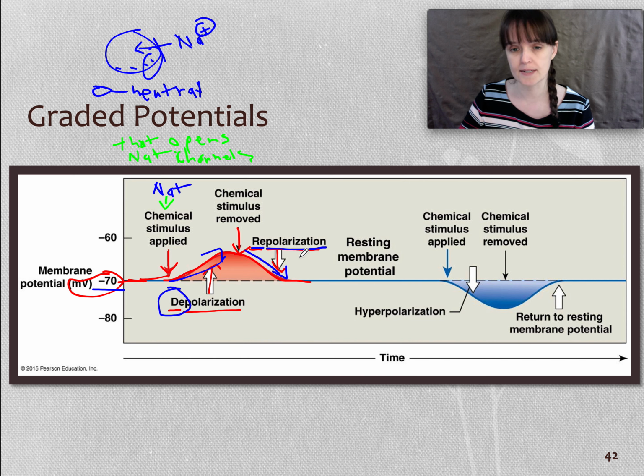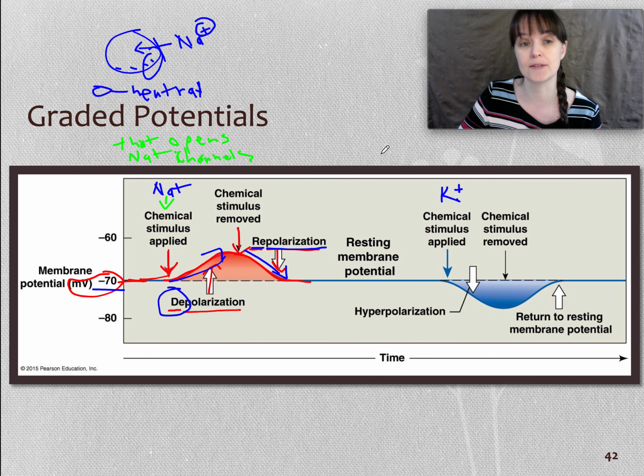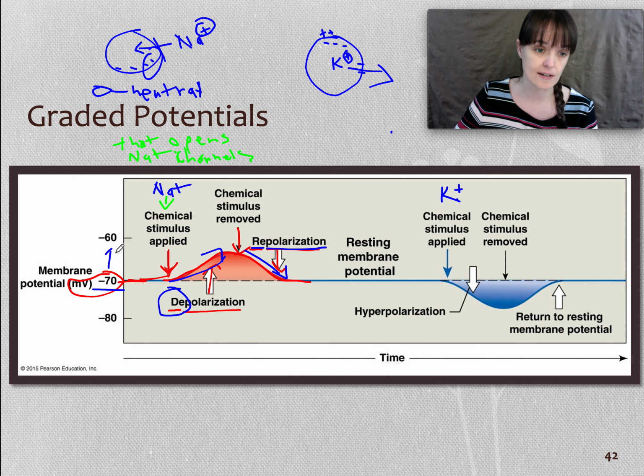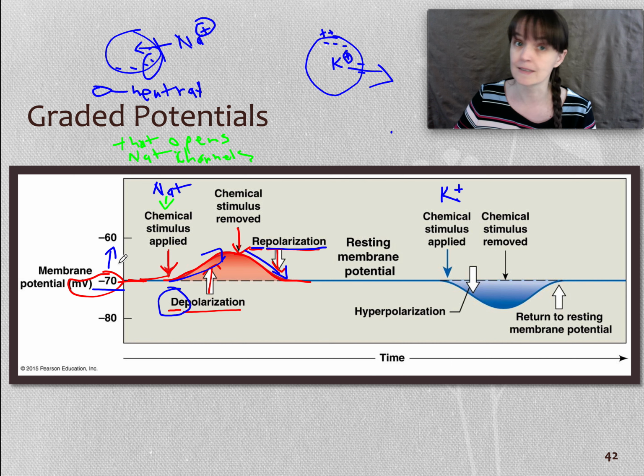Okay. So what if you use a chemical stimulus that opens a potassium ion channel? When you open a potassium ion channel and increase your potassium permeability, potassium ions rush out of the cell. They are also positive ions. So the inside of the cell is negative and we're losing positive ions. Which direction is that going to go? Is that going to go depolarized again? It's going to be more negative.